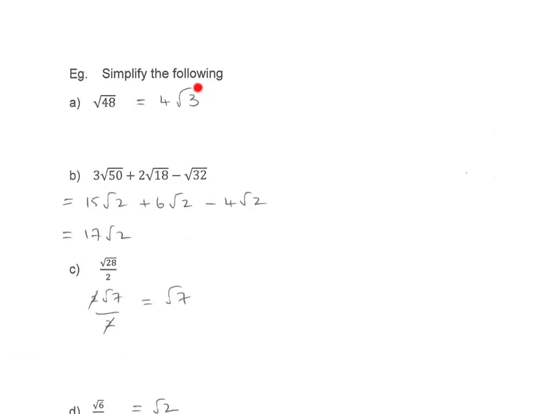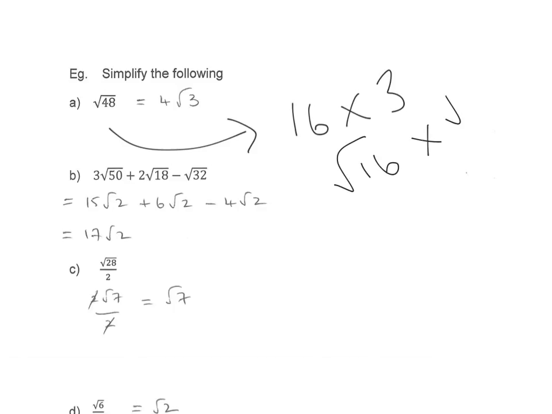Okay, simplifying surds then in the first example. So root 48, we want to split the 48 into the product of a square number and another number, so into two factors. 48 we know is the same as 16 times 3, with our 16 being the square number. So we're going to split that into root 16 times root 3, as it was root 48 that we wanted. Root 16 I know is 4, so we can write that as 4 times root 3, and then we can drop the multiplication sign and simply write it as 4 root 3.